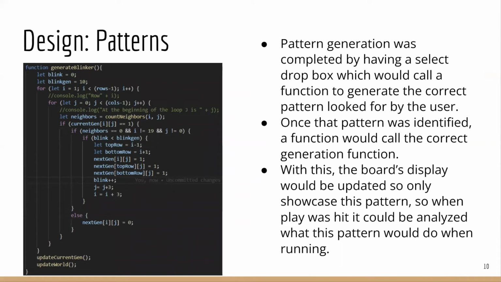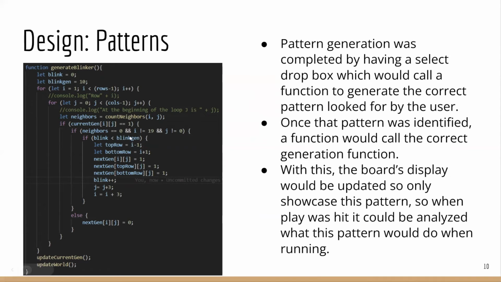And so for the last part, the thing that makes our project a little different from all of the other Game of Life implementations out there is that we have a pattern generation. Pattern generation is completed by having a select drop box in the HTML, which calls a function to generate the correct pattern looked for by the user. Once that pattern is identified, a function will call the correct generation function. And then with this, the board's display is updated to showcase this pattern. So when the play button is hit, it can be analyzed what this pattern is doing. We show still life and oscillating patterns, and I'll showcase those once we get to the demonstration.